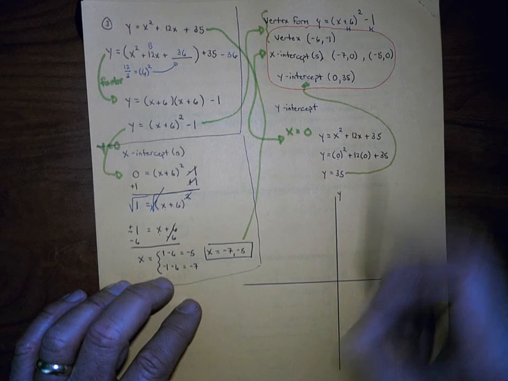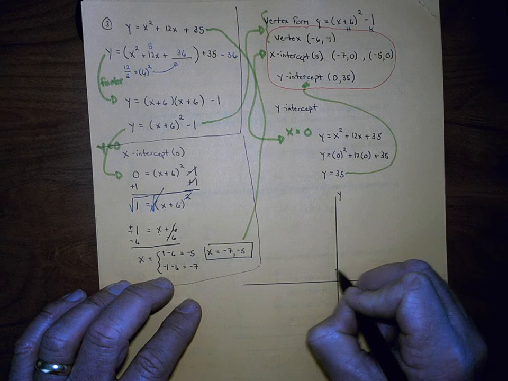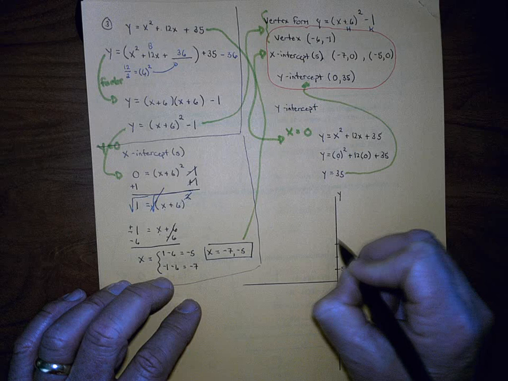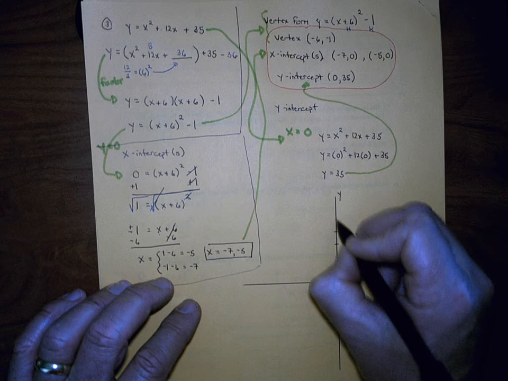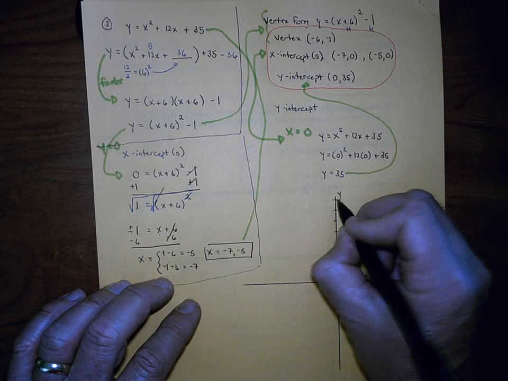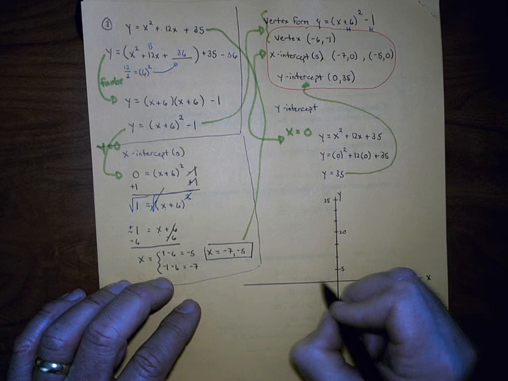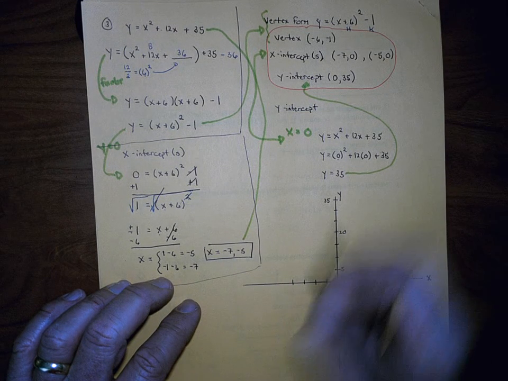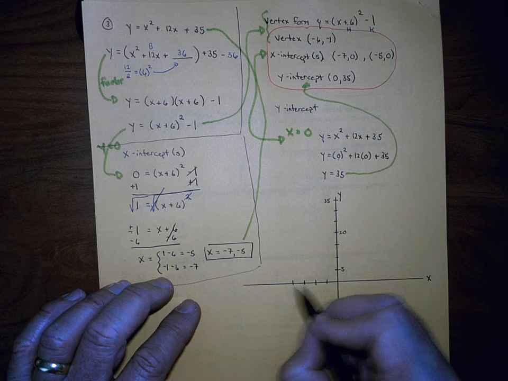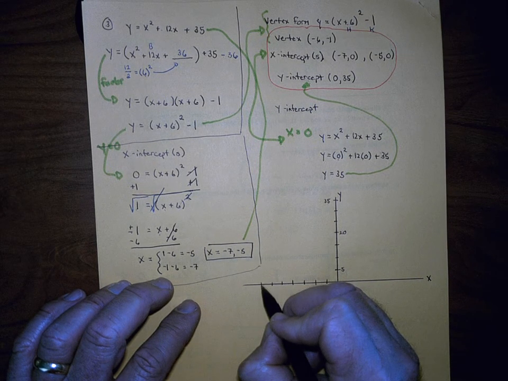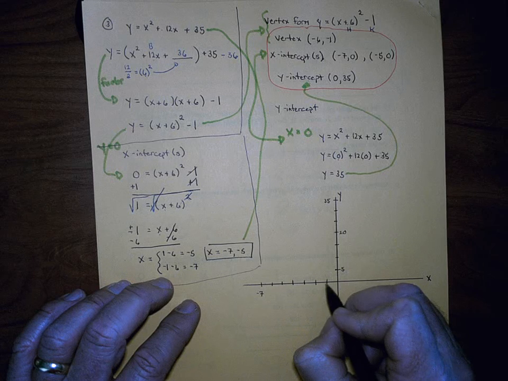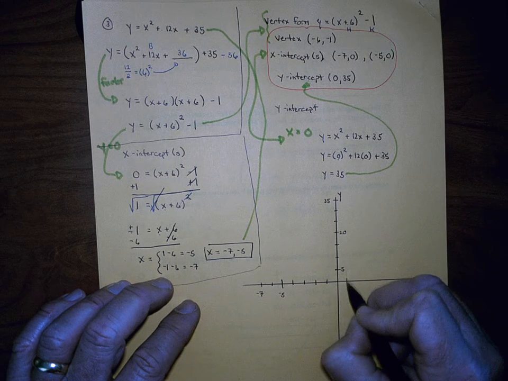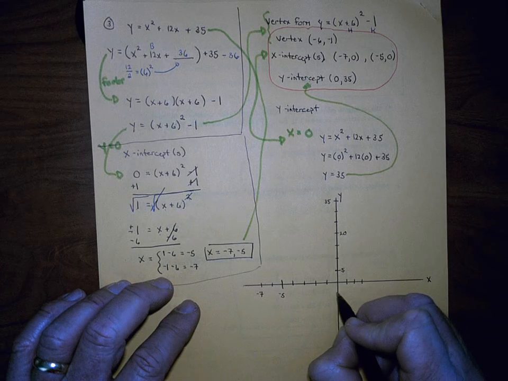So I'm going to scale my y-axis by 5s: 5, 10, 15, 20, 25, 30, 35. And then I'm going to scale my x-axis just by 1s, and I have to go out to negative 7: 1, 2, 3, 4, 5, 6, 7. So there's negative 7. 1, 2, 3, 4, there's negative 5. Just for fun, I'll do that, though I don't really have to. Okay, so let's plot the points.